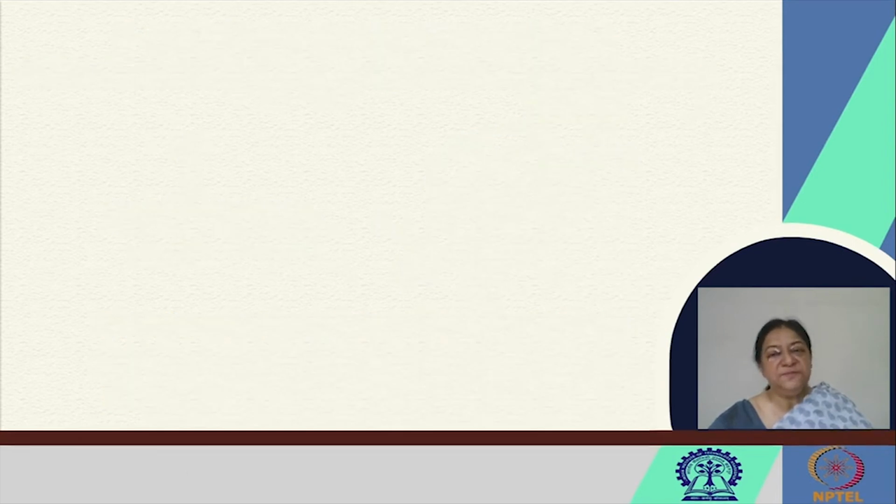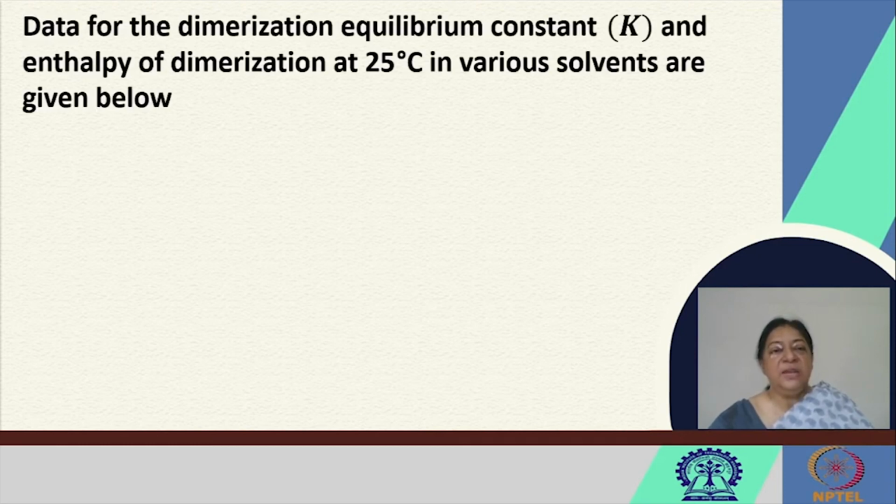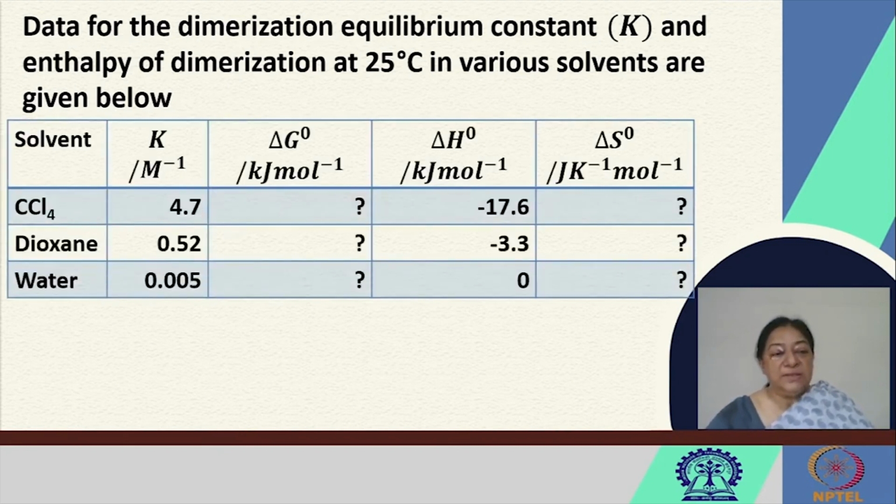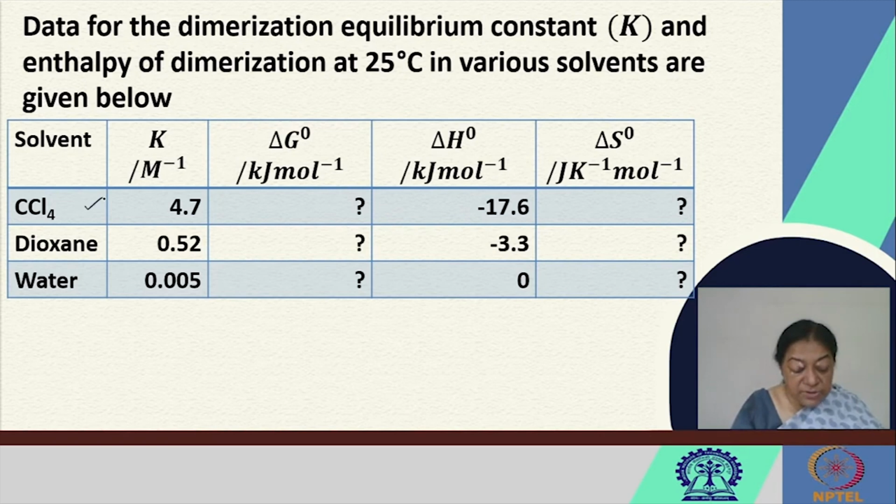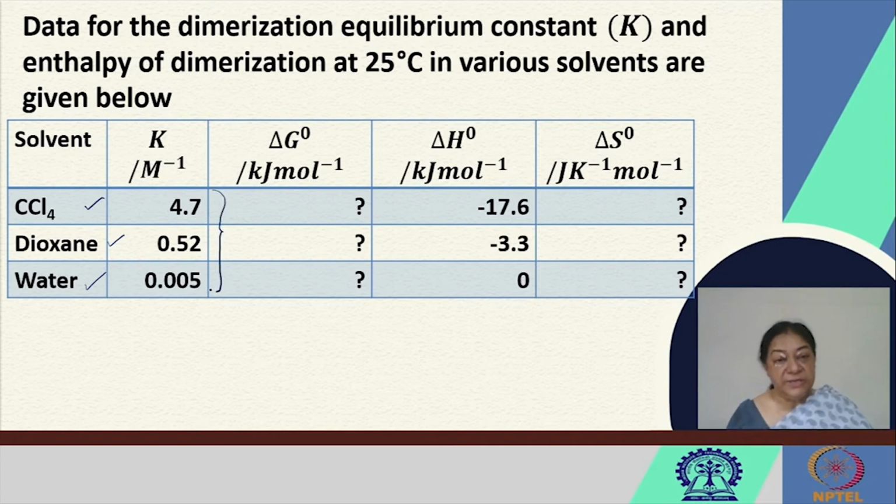If we look at the specific problem related to this, we have data for the dimerization equilibrium constant K and the enthalpy of dimerization in various solvents, and we would like to see the hydrogen bonding capability in these solvents. So we look at the solvents: we have carbon tetrachloride, dioxane, and water, and these are the equilibrium constants in the different media.